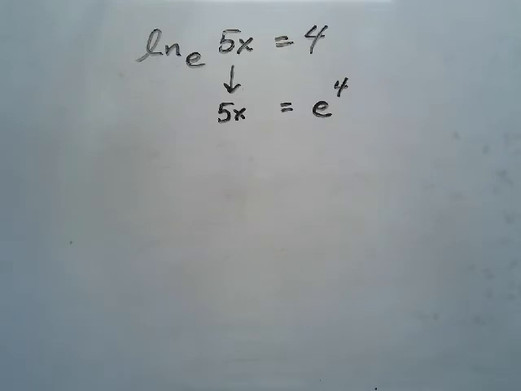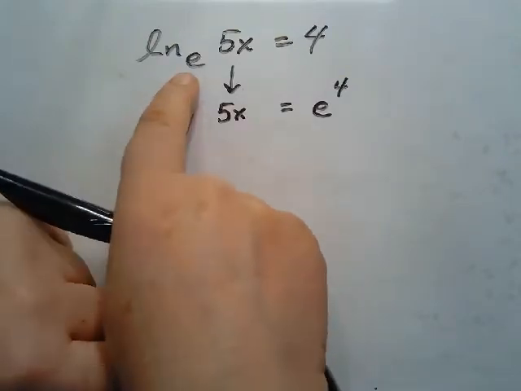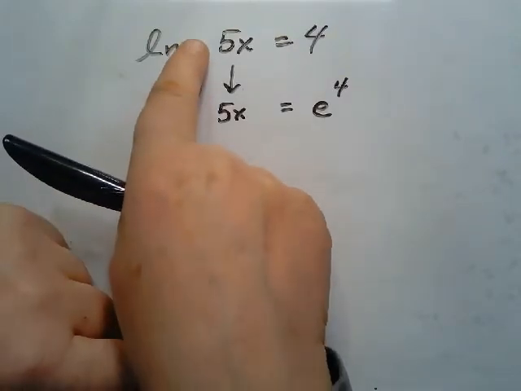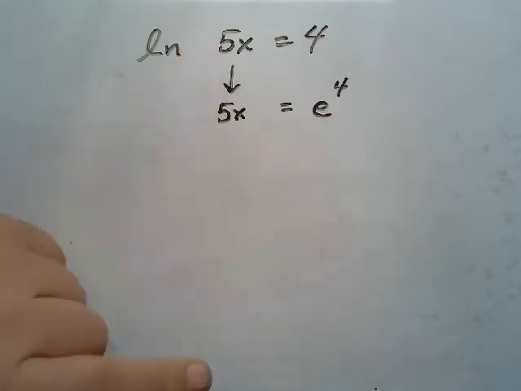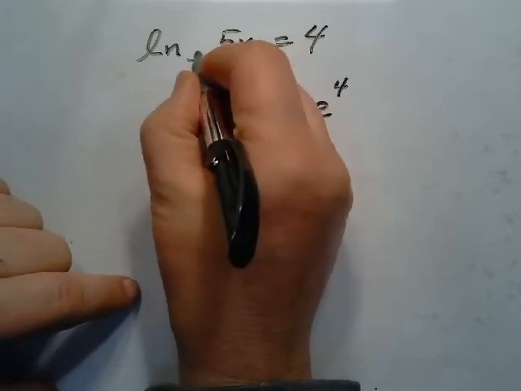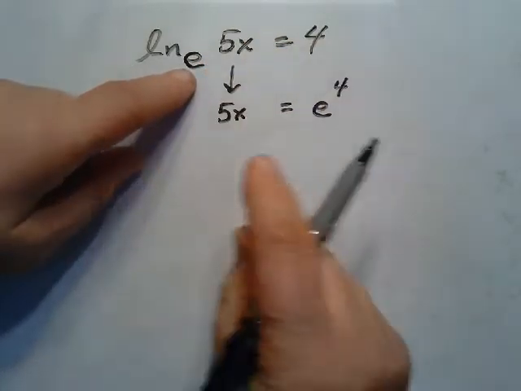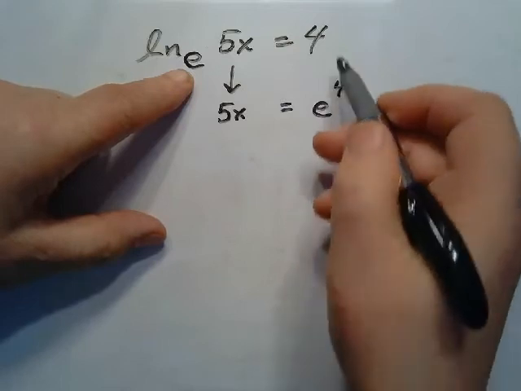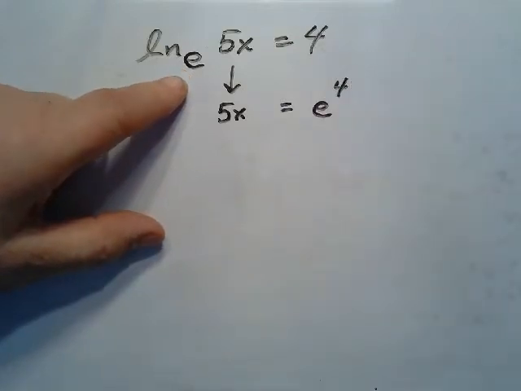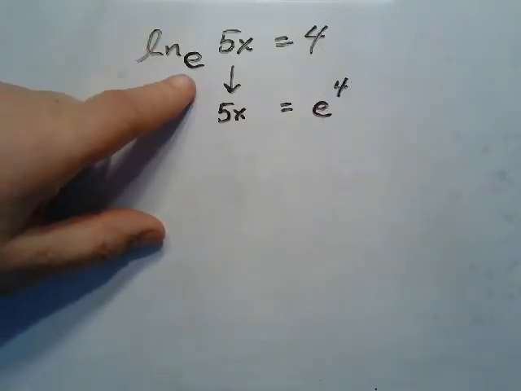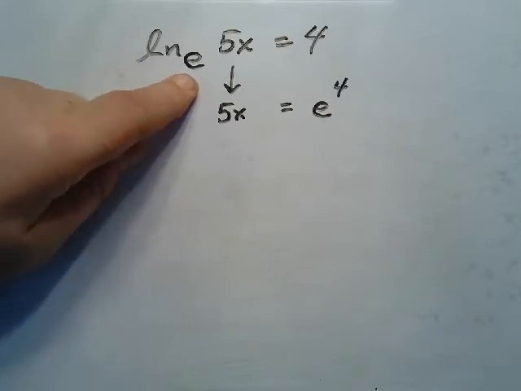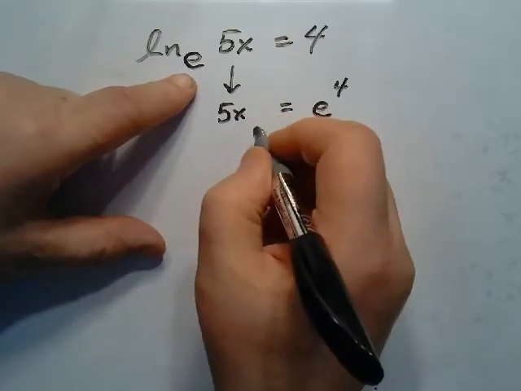Now here's a perfect example of why I like to write e here. What if that weren't written there? What if the e were not written there? You might wonder, well, what in the world am I supposed to do? I don't see anything there, and I lose my way a little bit. So writing the e in here on a regular basis will remind you, oh, that's got to go to the other side, and then we apply the exponent. This is the main reason why I want to make sure you write that base in there for a while.